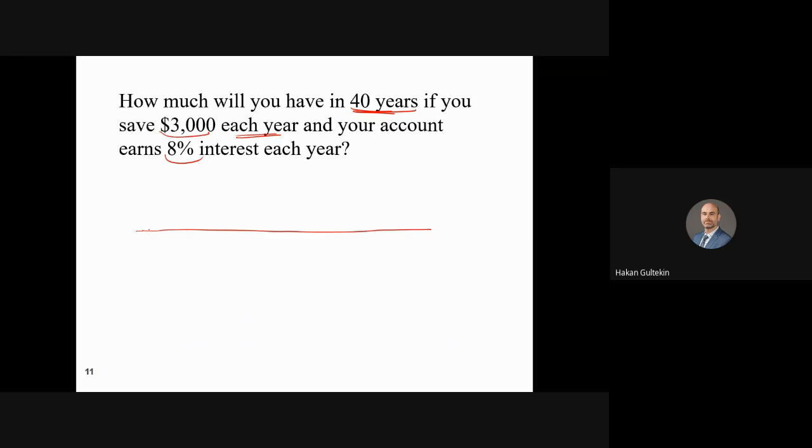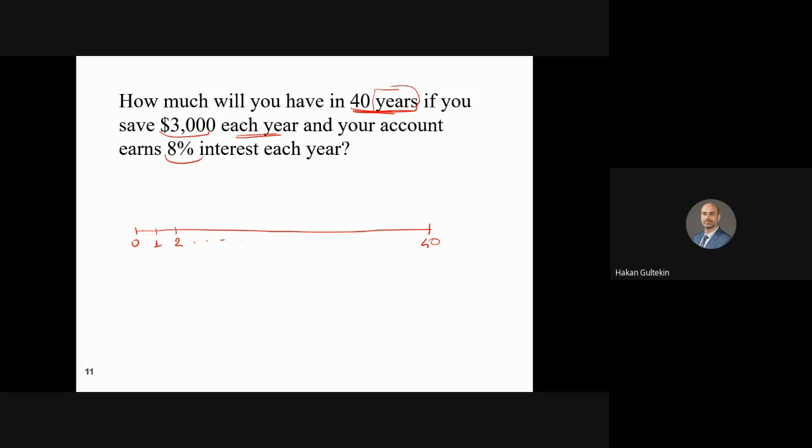Okay, so these kinds of problems consist of two parts. The first part is to sketch the cash flow diagram. The second part is to, depending on that cash flow diagram, calculate the final value. Okay, so this is time 0, and the time in this case is years. This is the end of year 1, this is the end of year 2, and you don't need to write everything up to 40 because it will take a lot of time.